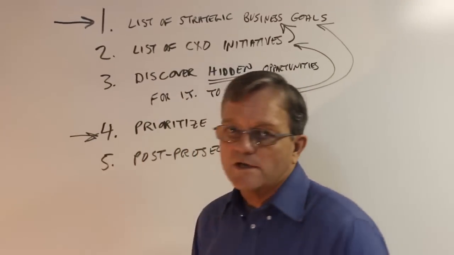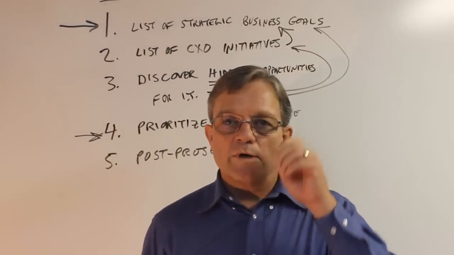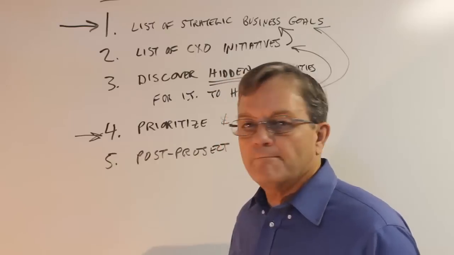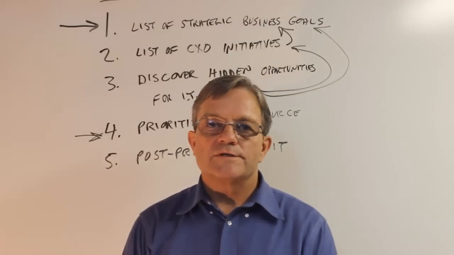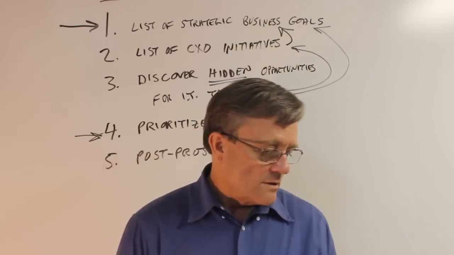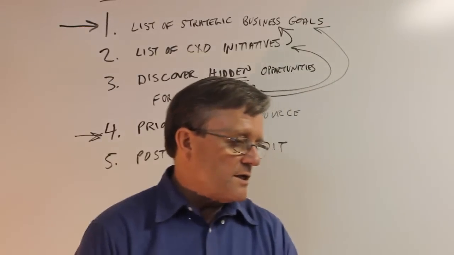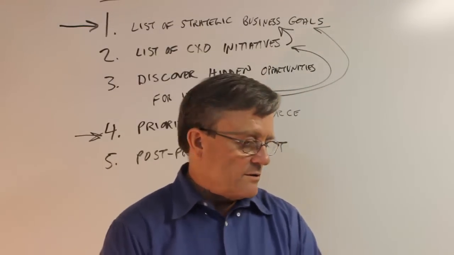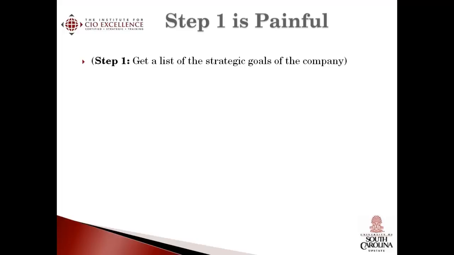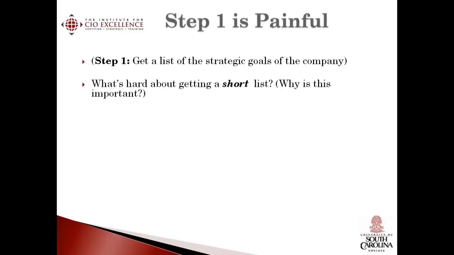In what ways have we seen just making step one happen be challenging for the CIO? Well, we've seen lots of things over the years, and I'm just going to list some of them here. The first is some CEOs resist the notion of coming up with a short list of strategic business goals.